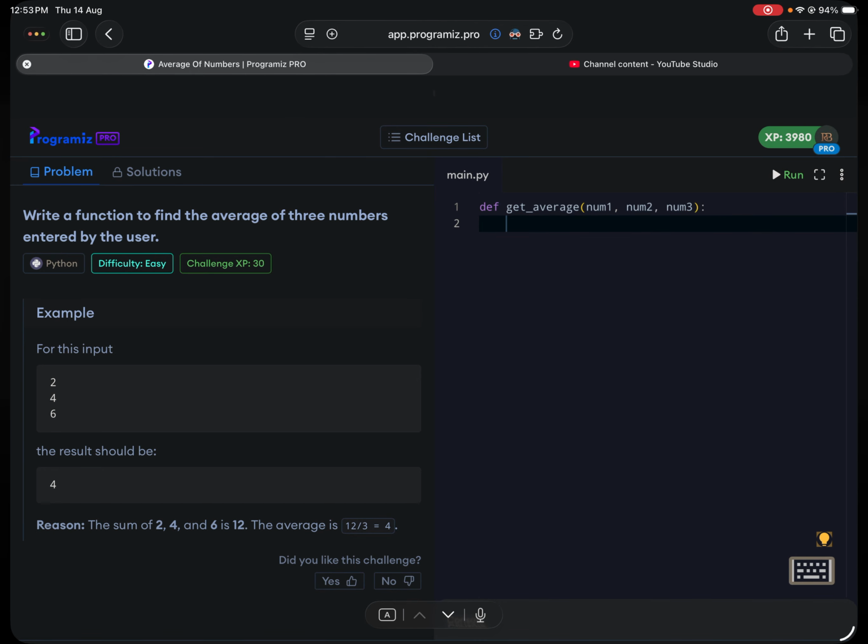So, in this particular problem, we need to find the average of a number, right? So, we can simply write return, and then we can simply do sum of number one, number two, and number three, right? And then basically, we can figure out the length of it, right? So, length will be mostly three, in my opinion.